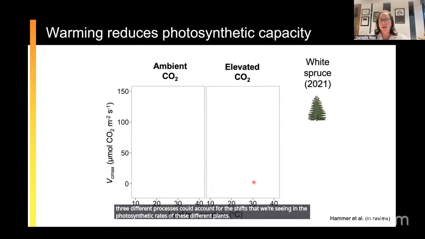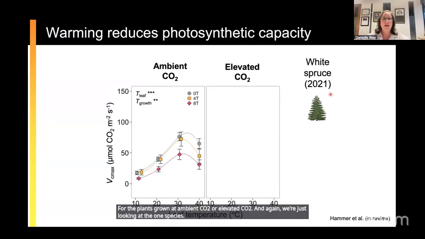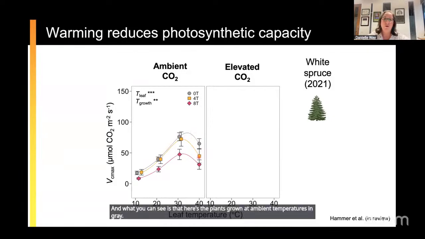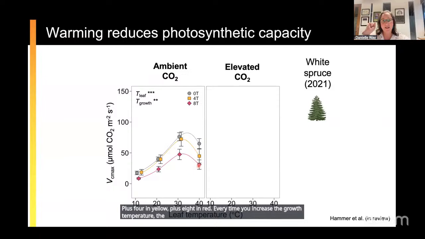And so when we looked across these, the one that stood out really is photosynthetic capacity. So here again is that maximum capacity of Rubisco to fix CO2 for the plants grown at ambient CO2 or elevated CO2. And again, we're just looking at the one species. What you can see is the plants grown at ambient CO2, ambient temperatures in gray, +4 in yellow, +8 in red. Every time you increase the growth temperature, the photosynthetic capacity, the ability to fix CO2 biochemically inside the leaf, is going down.